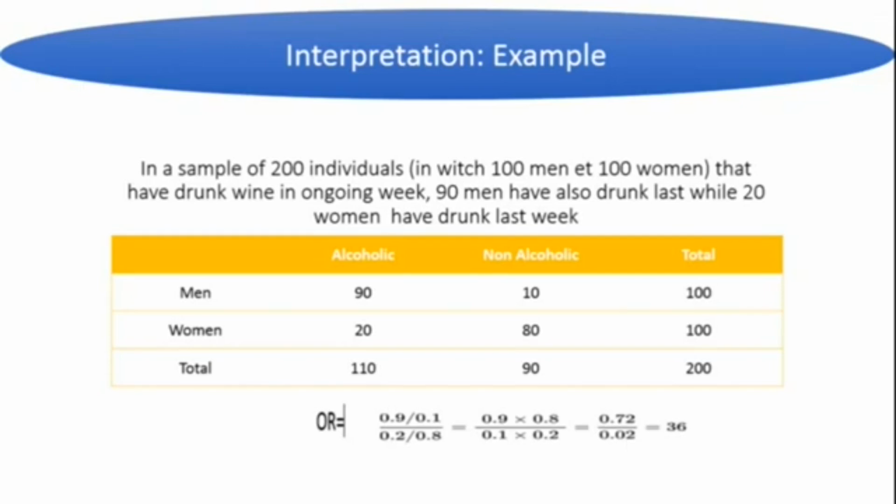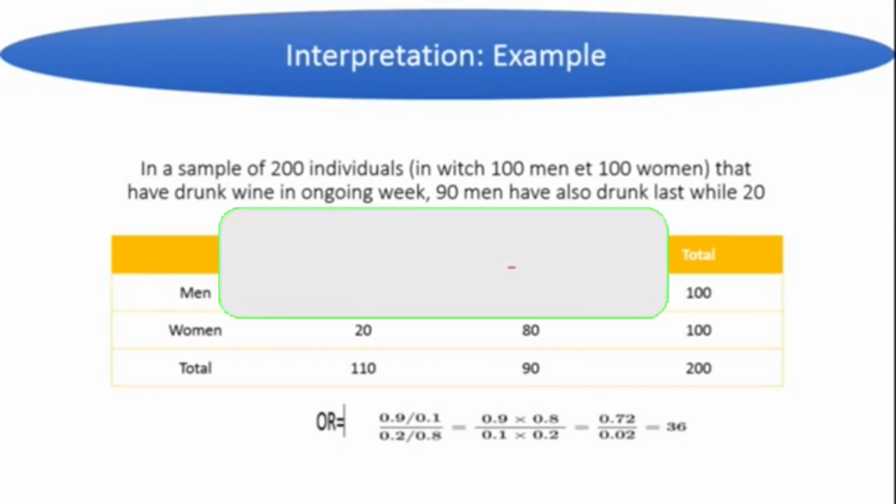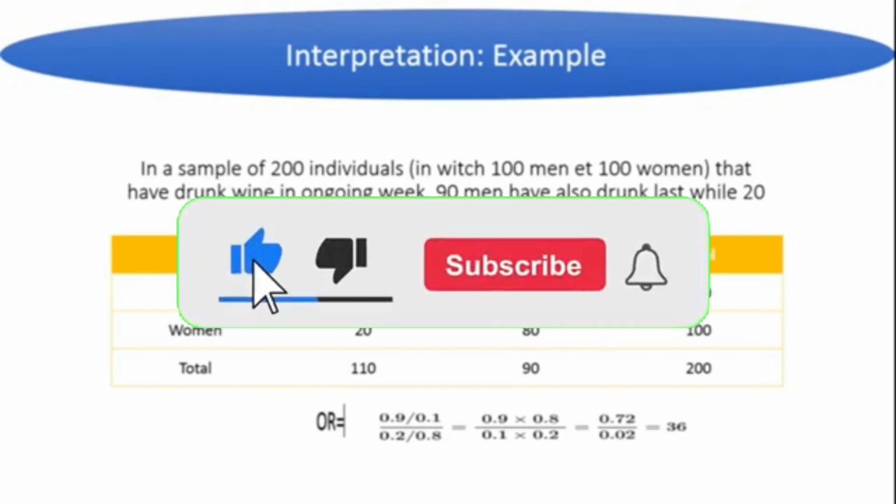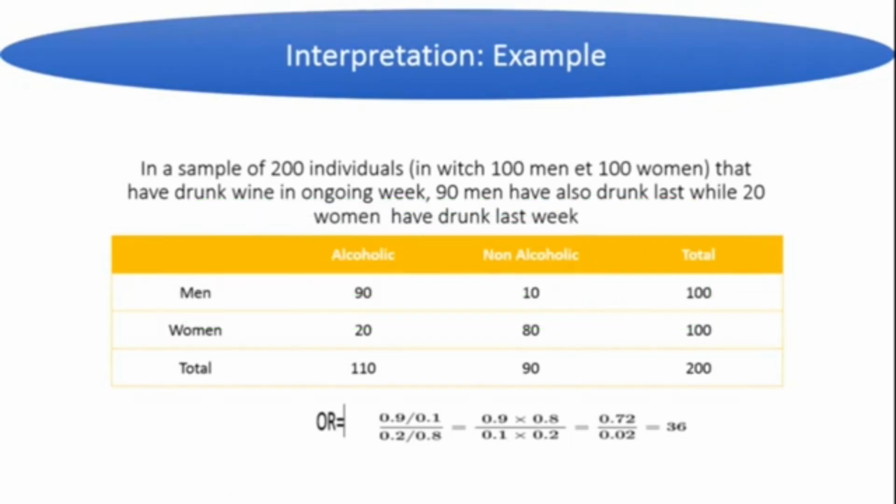So we can calculate the odds ratio, and we found that the odds ratio is 36. That means that being a man is a risk factor of developing alcoholism. That also means that in the group of men, alcoholism is 36 times higher than in the women population.